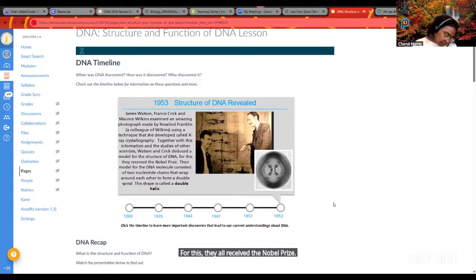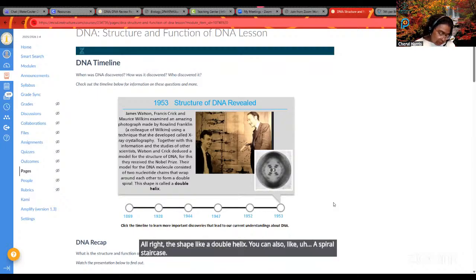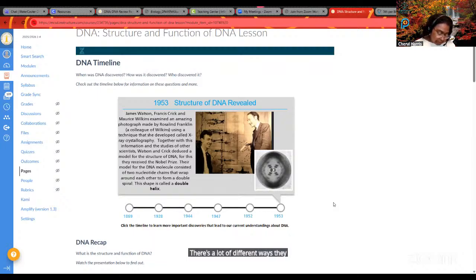Their model for the DNA molecule consisted of two nucleotide chains that wrap around each other to form a double spiral. The shape was called a double helix. That's the answer. Double helix. All right, the shape like a double helix. You can also say like a spiral staircase. There's a lot of different ways they describe this.